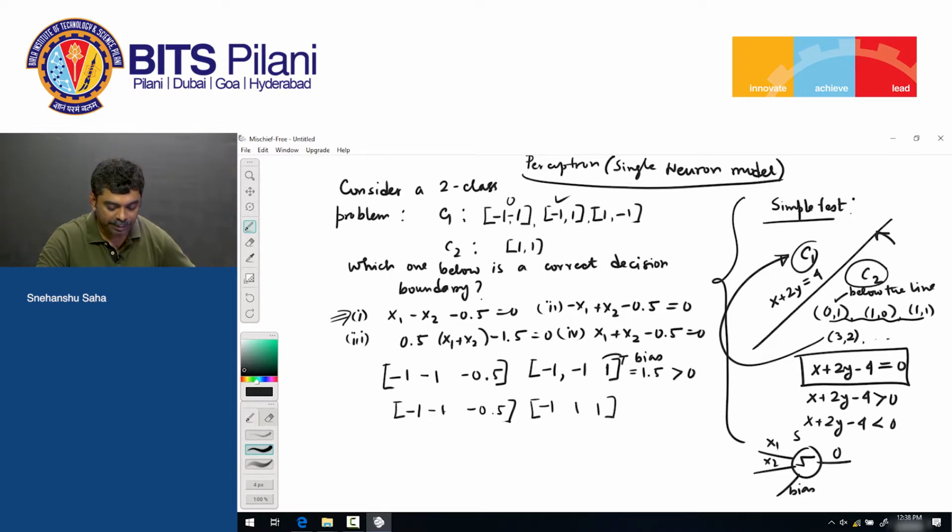So this is minus 1 times minus 1 plus 1, minus 1 times 1 is minus 1, so 0, and then minus 0.5 times 1 is minus 0.5. So what happens is this is negative 0.5, negative. Okay, so clearly this is not working, right? Because according to my observation, this minus 1, 1 point should be above the line, right? So not working.